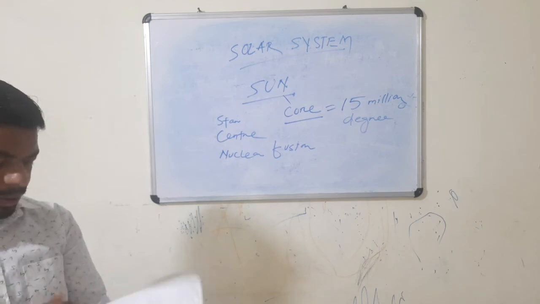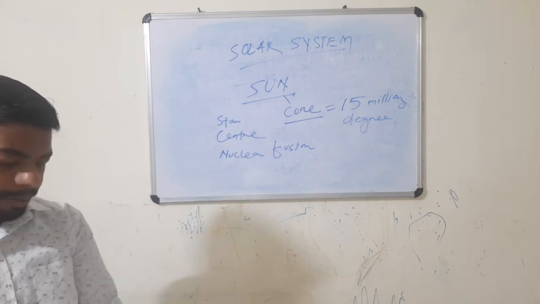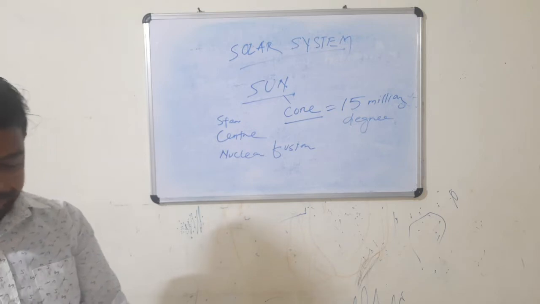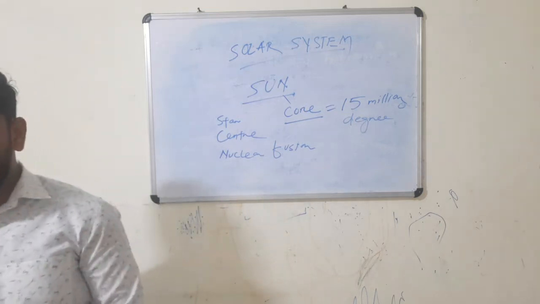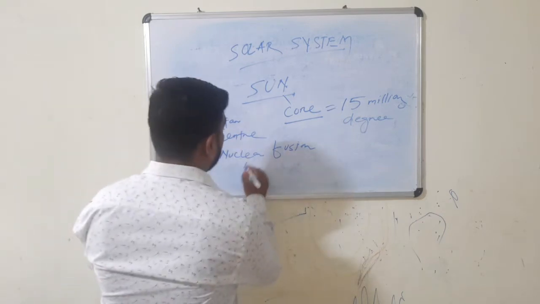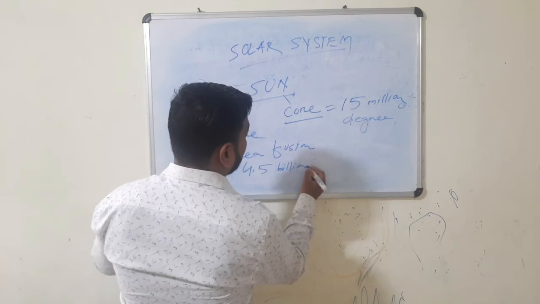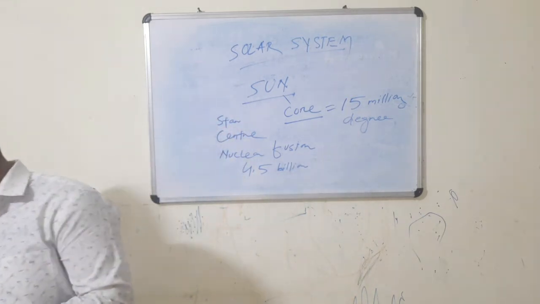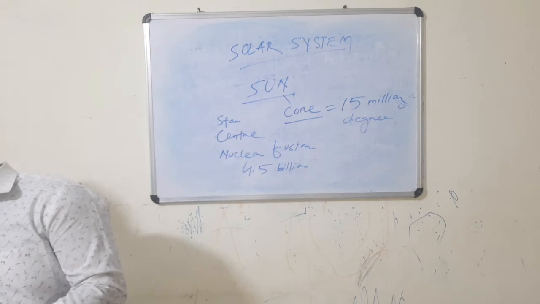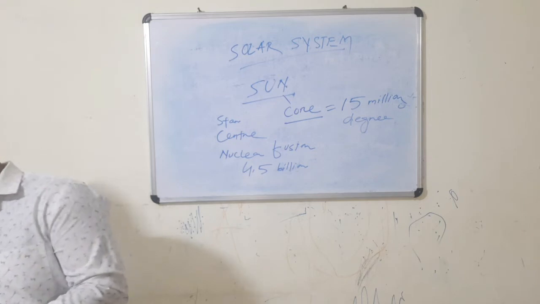The sun is very important. Once you know the sun, the other planets will be easy for you. The sun was formed 4.5 billion years ago, in the Milky Way galaxy.